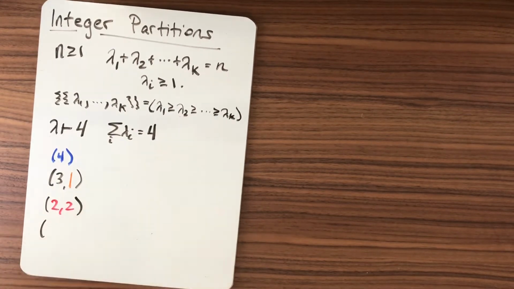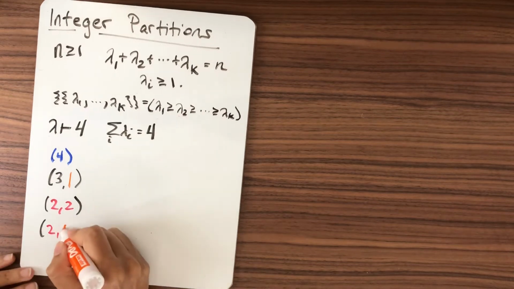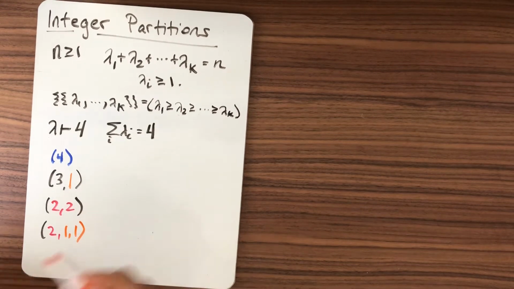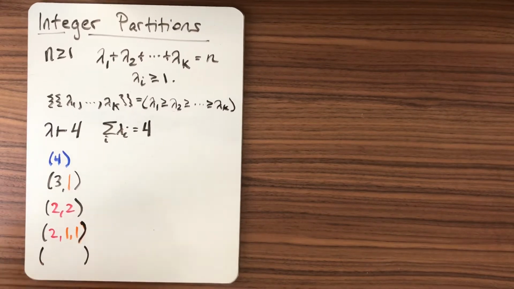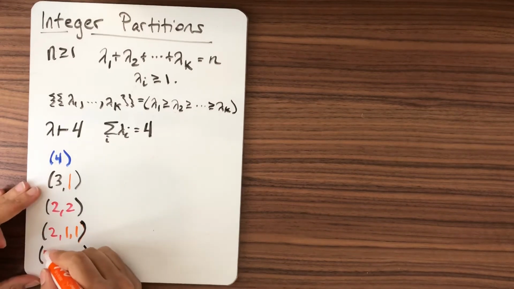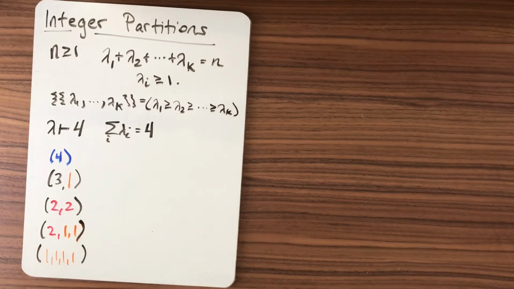Well, starting with 2 again, we could have the next 2 parts be 1s. We can do it this way. 1, 1. Oh, maybe try to be a little more consistent here. Or we could have all the parts be 1. And that's it. Those are the 5 integer partitions of 4.